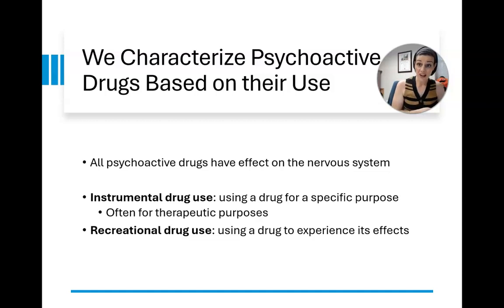Now, when we take a drug, we could be using a drug instrumentally, or we could be taking a drug recreationally. So instrumental drug use is basically when we are using a drug for a specific purpose. We are taking this drug for a reason. So for example, somebody might be taking something like Prozac or Paxil to basically reduce depressive symptoms. So they're using it for a very specific purpose. Ideally, they are using it for what it was designed for. Some people may take coffee for the energy that it provides. That would be instrumental drug use.